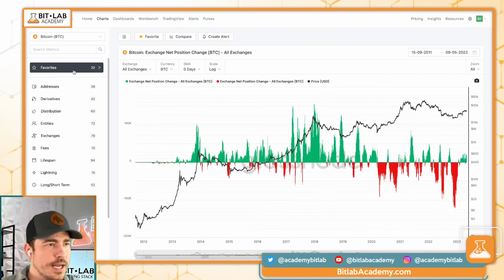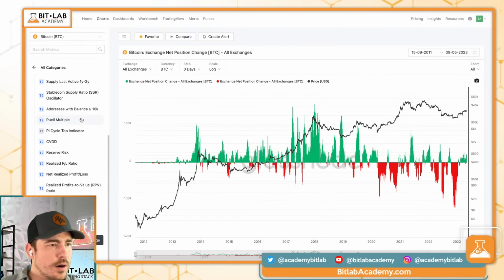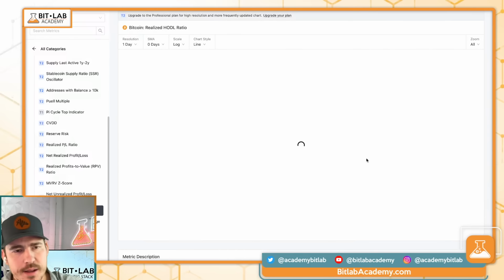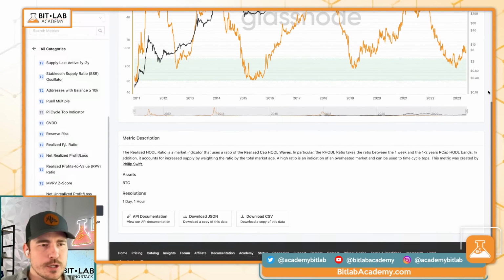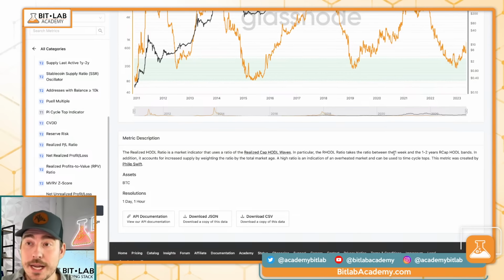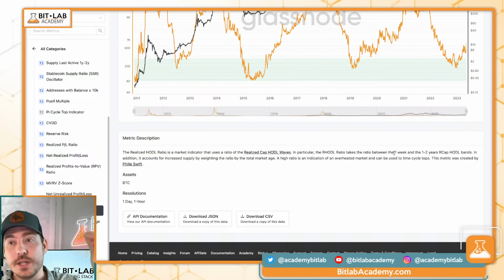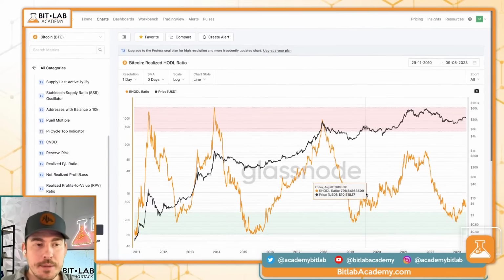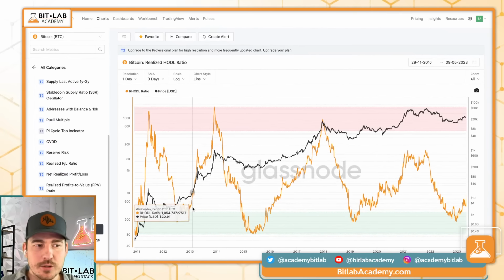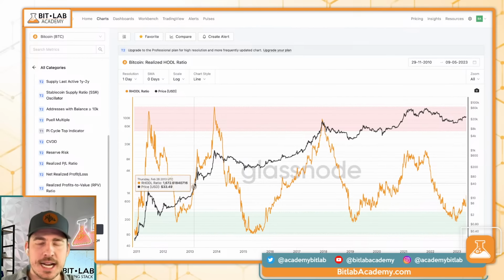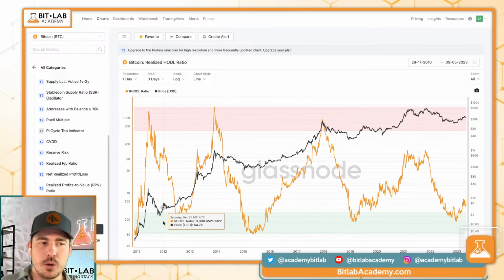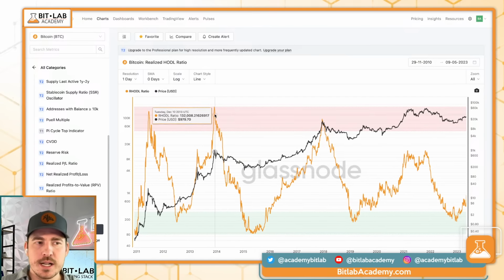We can also see this right here. Where's my RHODL? Right here. I think this one has a better description. The ratio basically of the 1 week held and the 1 to 2 years hold. So when you have dominant 1 week held, meaning a lot of coins are being transacted, and so the people that were holding long are selling to short-term holders, this spikes up here.